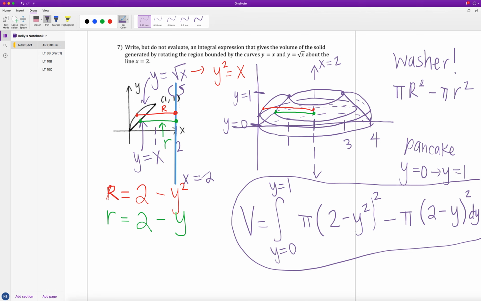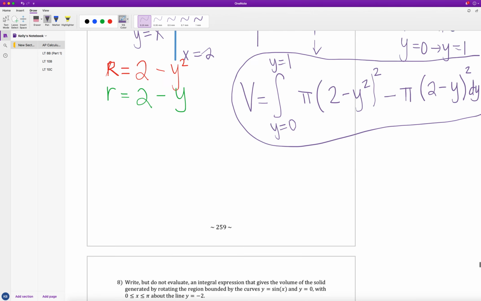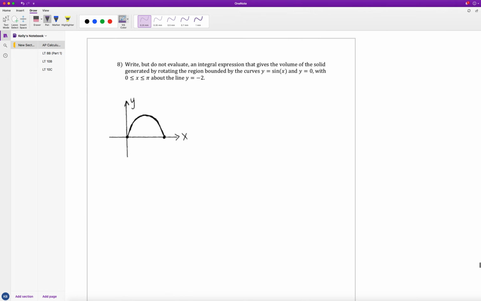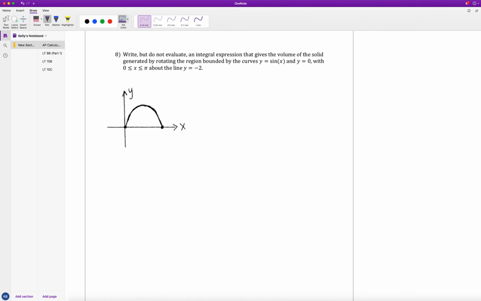Okay, let's scroll down and look at example 8 now. So why don't you guys pause the video again and decide, is this going to be a disc or a washer? And if you're going to be in terms of x or in terms of y.